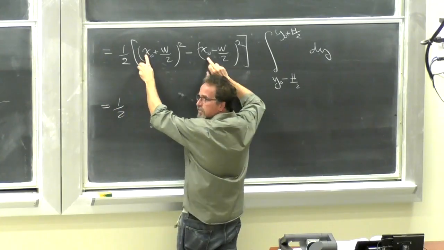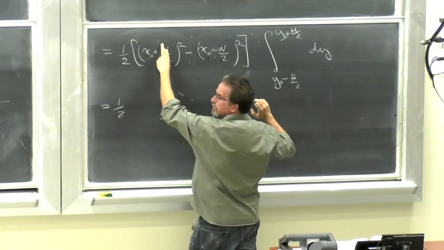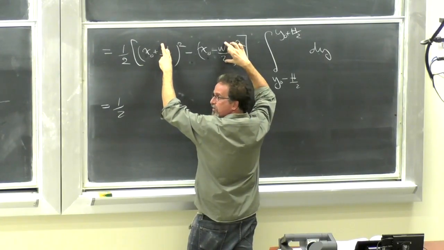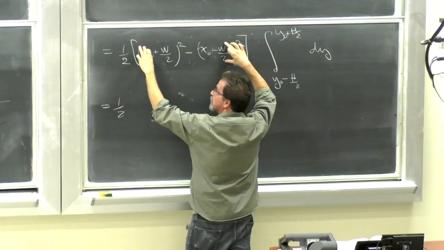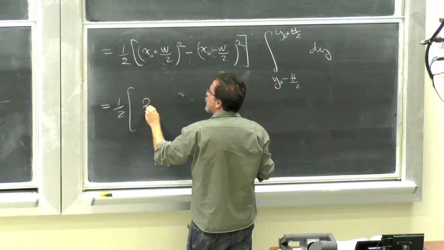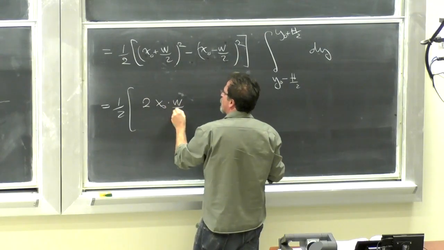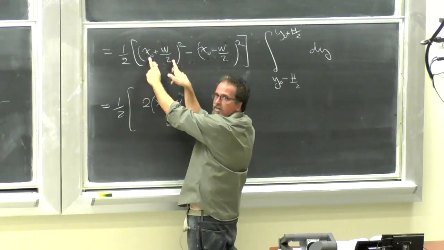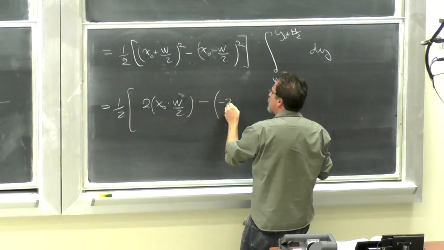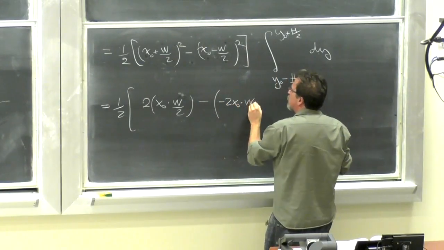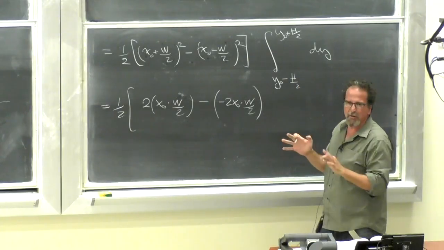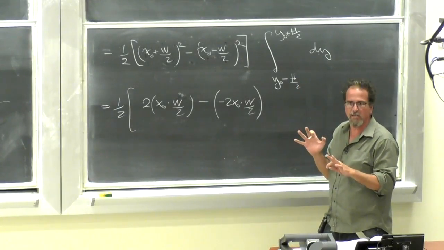Now, this is actually kind of easy, right? x0 squared minus x0 squared, they cancel. This squared is w squared over 4 minus, and this squared is w squared over 4, so they cancel also. So the first and the last cancel. And the outside and the inside are going to give me 2 times x0 times w over 2. Okay, I'm just trying to emphasize that that's the cross term. And then minus, you're going to get a negative 2 times x0 times w over 2.